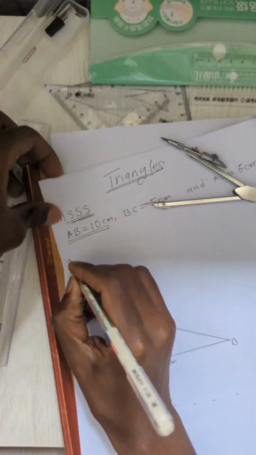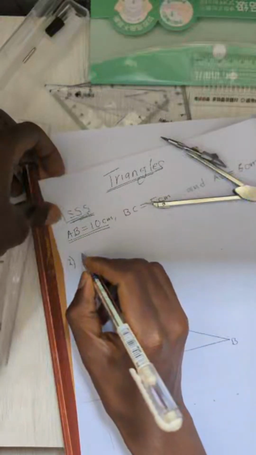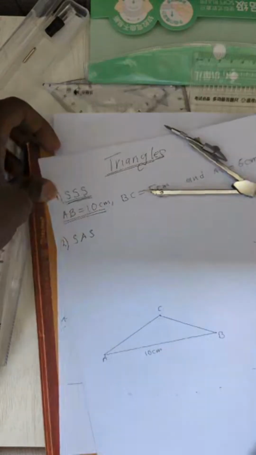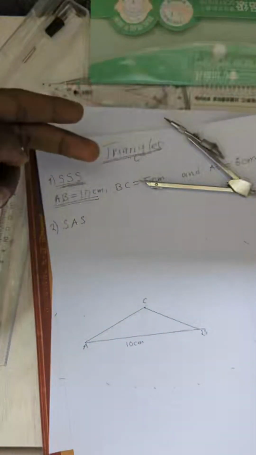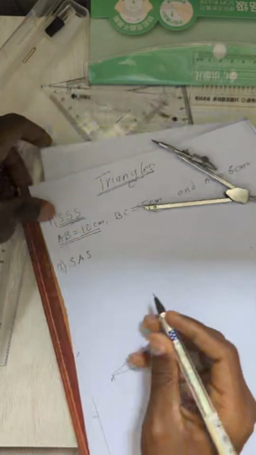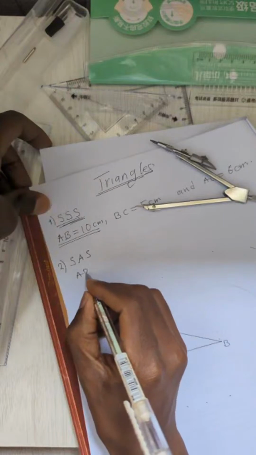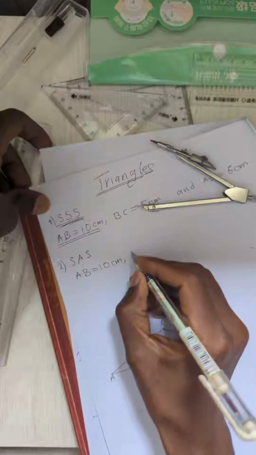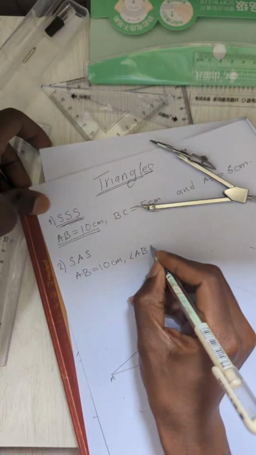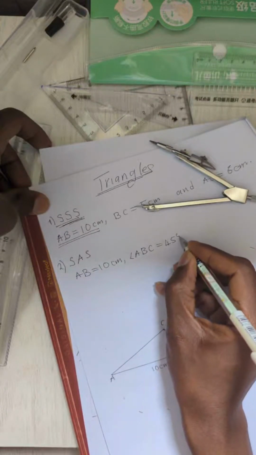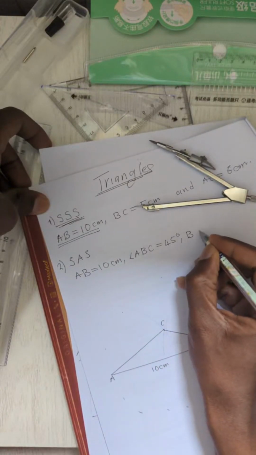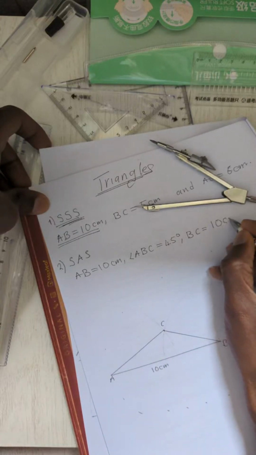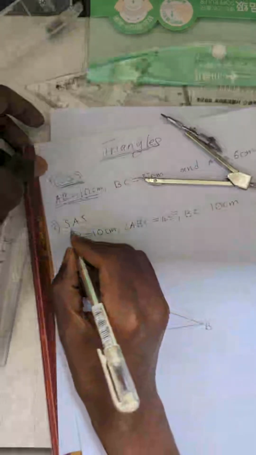The second one is where you have been given a side, angle and a side. So you have been given two sides and an angle. It can be given that AB is 10 centimeters, angle ABC is 45 degrees, and BC is 10 centimeters as well. So they want us to construct a triangle.